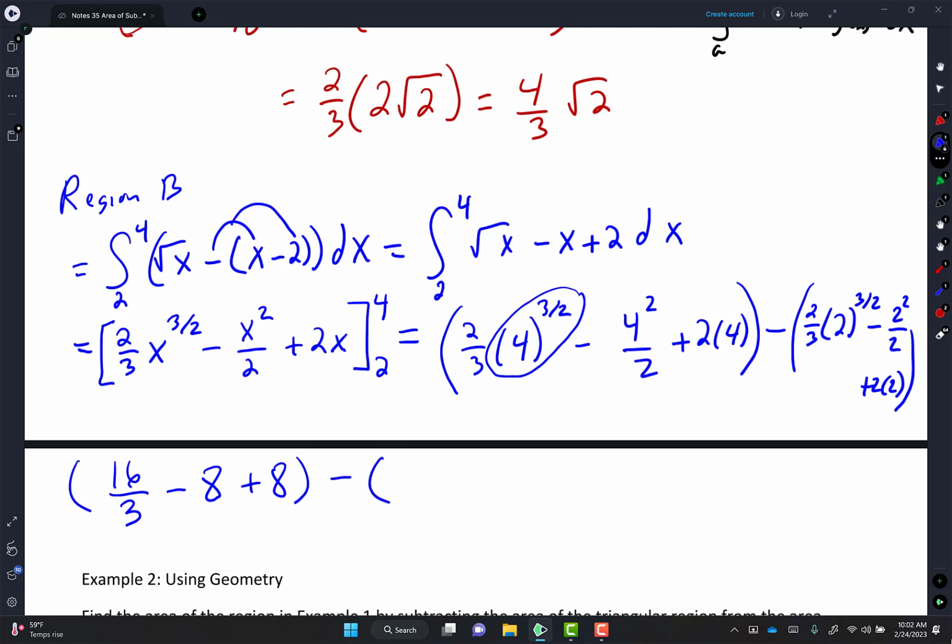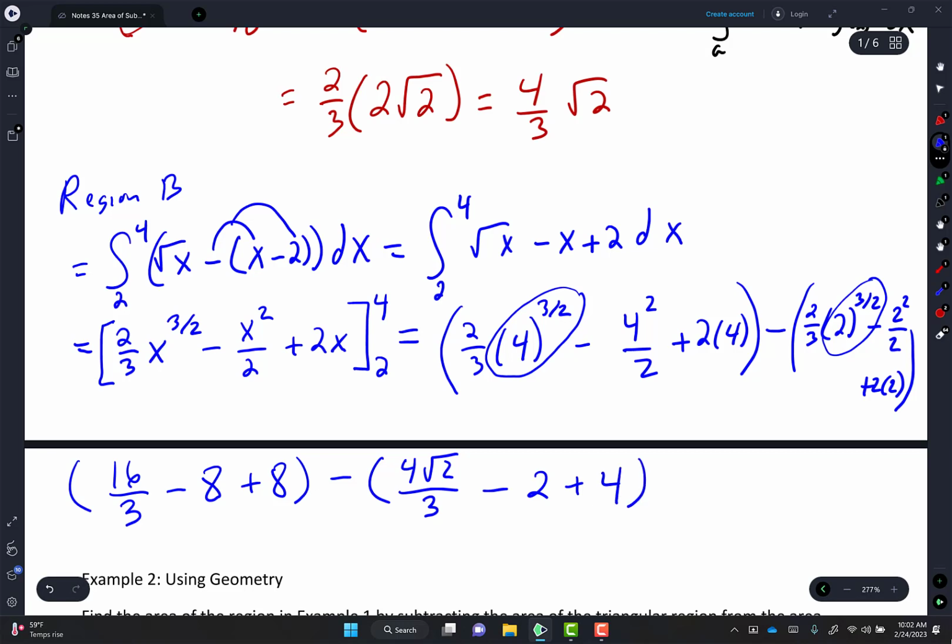This time I'm going to do this first, the 2 to the 3rd. 2 to the 3rd is 8, and then the square root of 8 is 2 square root of 2, and then times 2/3, so that's going to be 4 square root of 2 over 3. And then I think that says minus, right? 2 squared is 4. 4 divided by 2 is 2. And then finally 2 times 2 is 4.